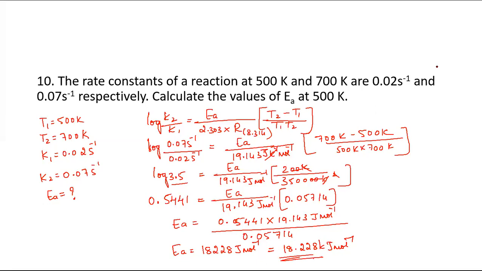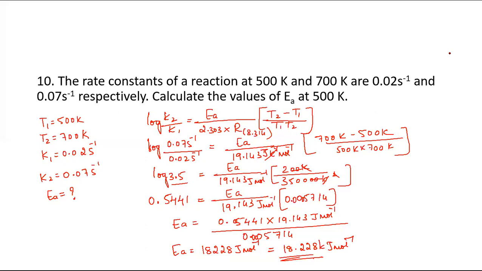How many have got the same answer? Let me check. Log and antilog both should be known to you. So this is our final answer, and log and antilog should be practiced well.